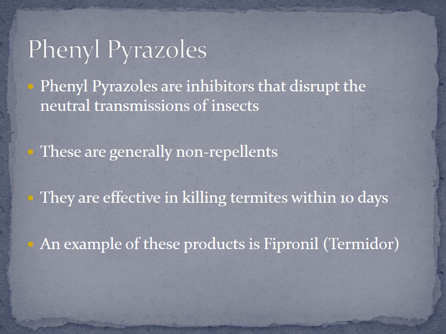Just because of their non-repellent qualities, the termites will just walk through them, take them right back to the colony, and eventually track all the way through the colony and poison the whole colony off. Same thing with ants. Termidor or fipronil itself is very, very effective on killing ants.